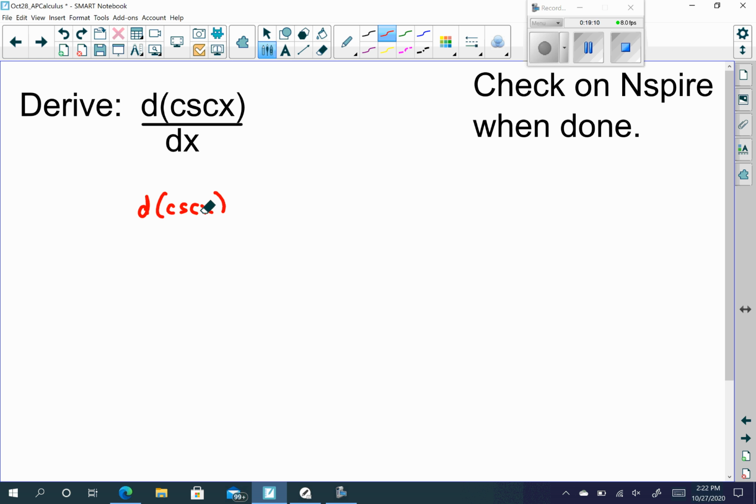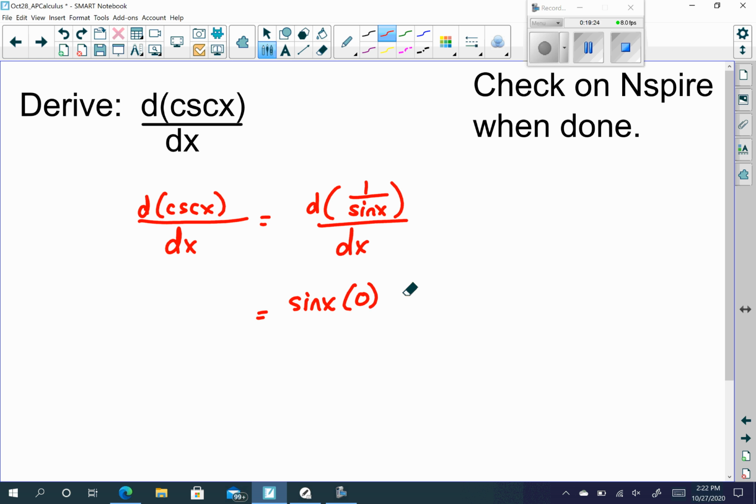All right, so hopefully we were just looking at rewriting this as a reciprocal identity. So this becomes 1 over sine x. And we can use the quotient rule here. So if we do low d high, that's just going to become a 0, minus high, and we'll have d low, so cosine x, all over sine squared x. So sine x times 0 is just 0. So we're going to get a negative cosine x over sine squared x.